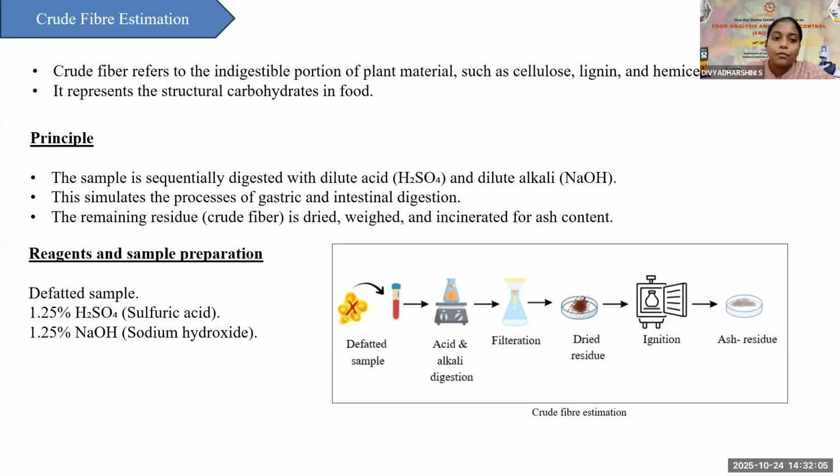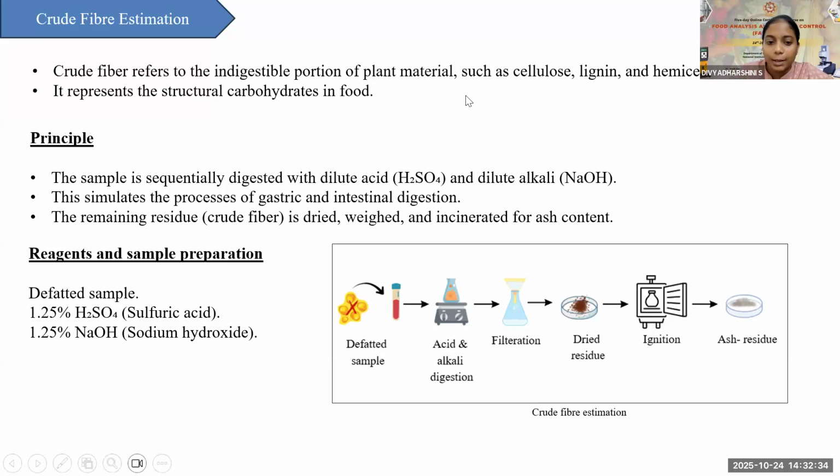First, we process the sample with dilute acid for 30 minutes. That simulates the gastric juices in our intestine. Then we go with the alkali digestion. The remaining residue after the digestions is called the crude fiber. It is dried, weighed and incinerated. If some carbon material is there, it is incinerated to get the ash content.